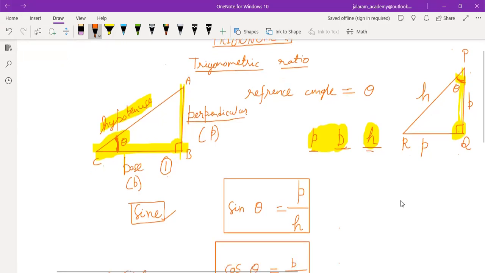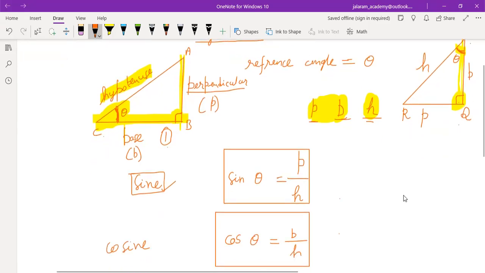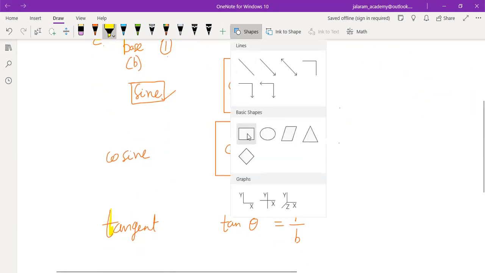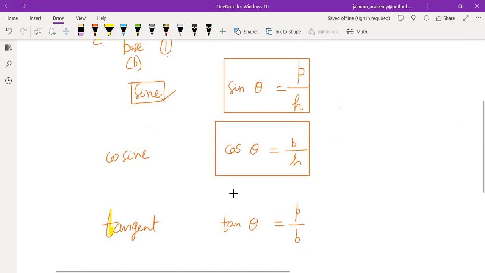Don't think that the vertical side is perpendicular and the horizontal side is base. Sometimes the horizontal side becomes the perpendicular when it is opposite to the reference angle, and the vertical side which is adjacent to the reference angle becomes the base. But sin theta is always equal to perpendicular upon hypotenuse. Cos theta is always equal to base upon hypotenuse. Tan theta is always equal to perpendicular upon base.